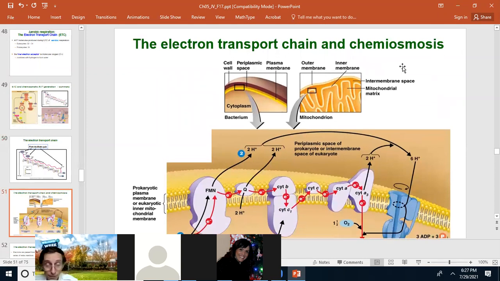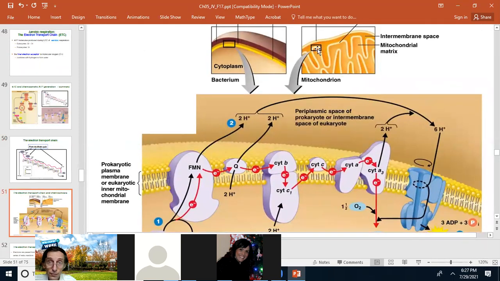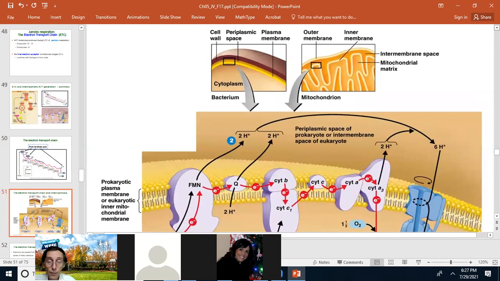That membrane for eukaryotic cells is the inner membrane of the mitochondria, this membrane here. Let me blow that up. And that's where the electron transport chain is occurring, on the inner mitochondrial membrane, either across it or in the membrane. For prokaryotic cells, they don't have a mitochondria. And where this electron transport chain is happening is across and in the cell membrane.